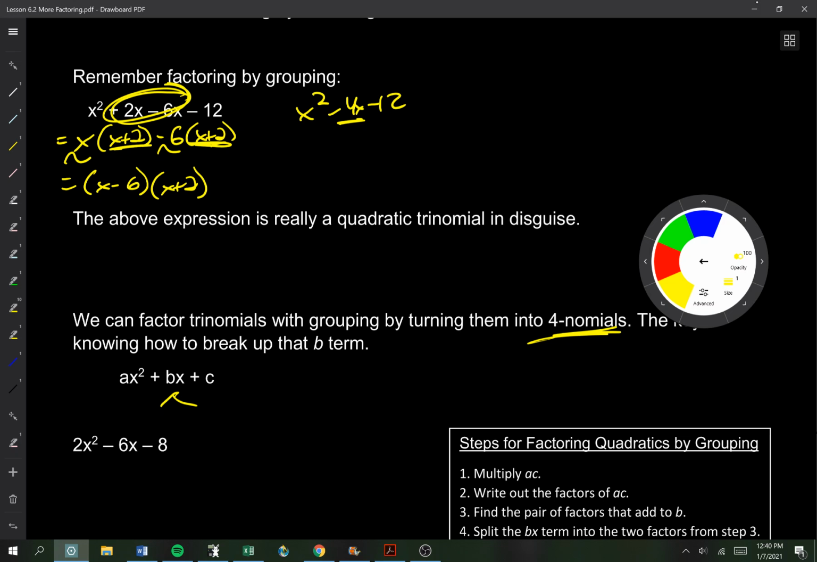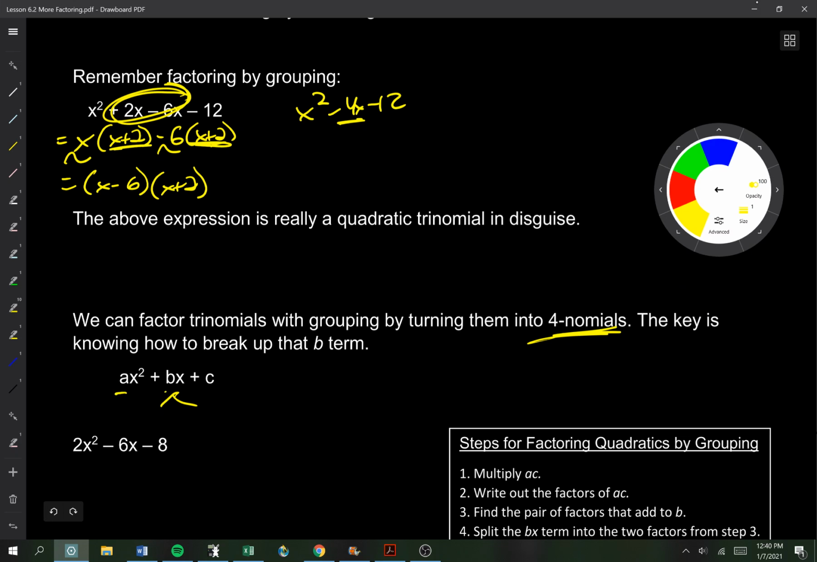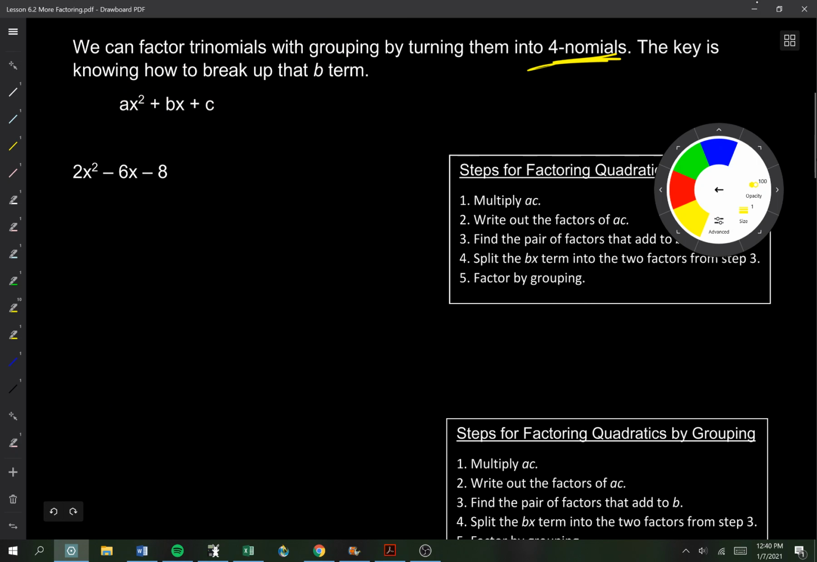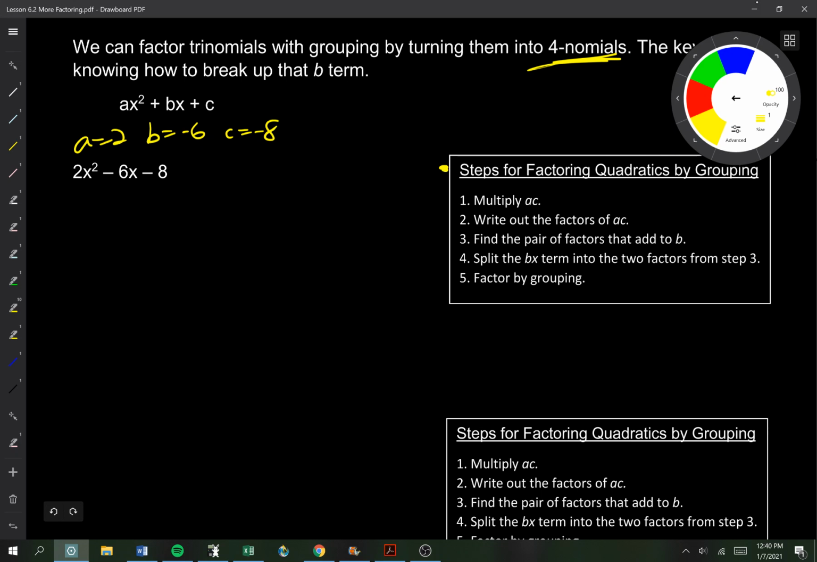So quadratics come in the form ax squared plus bx plus c, where a and b are coefficients and c is a constant value. So in this expression down here, we have an a value of 2, a b value of negative 6, and a c value of negative 8. Off here on the side, I've written out the steps for factoring by grouping. I'm going to follow these steps. It's fairly straightforward, actually. It's a lot of steps, kind of, but they don't take long to do.